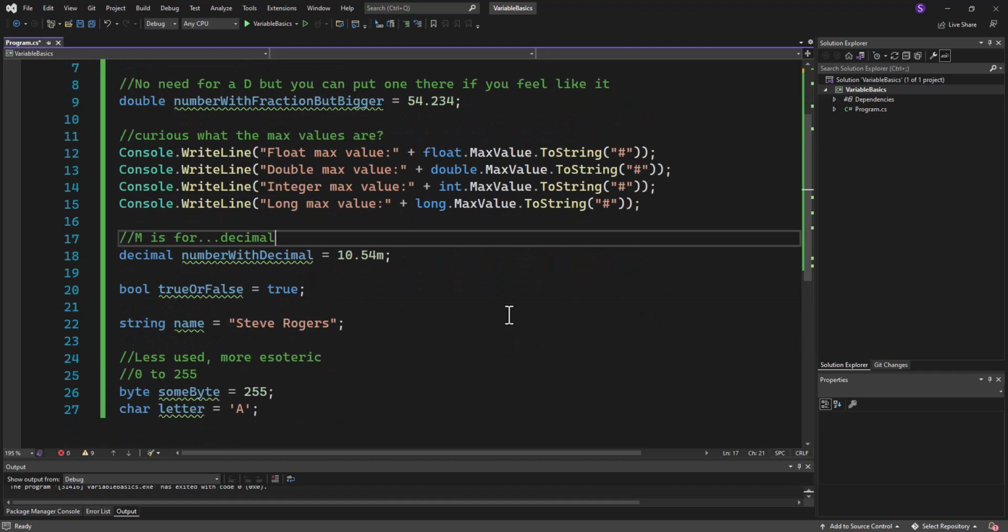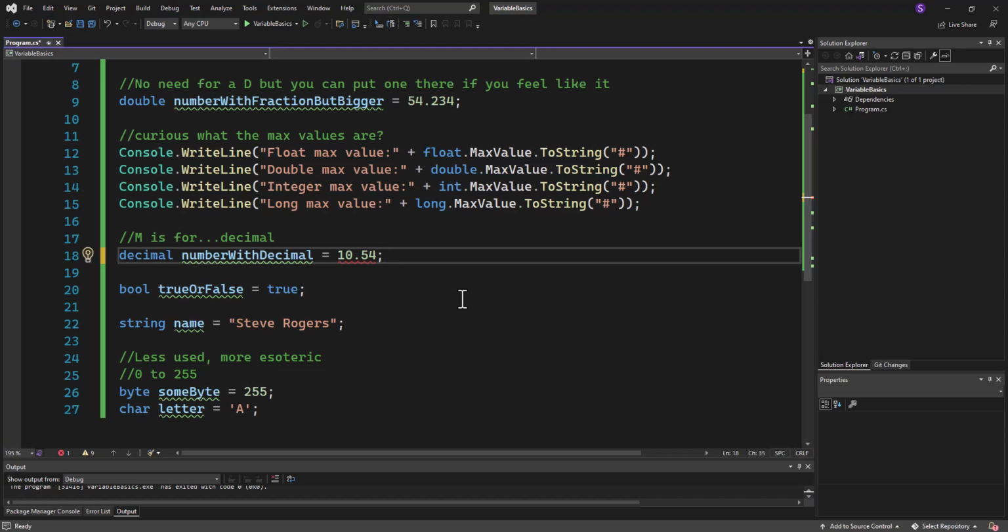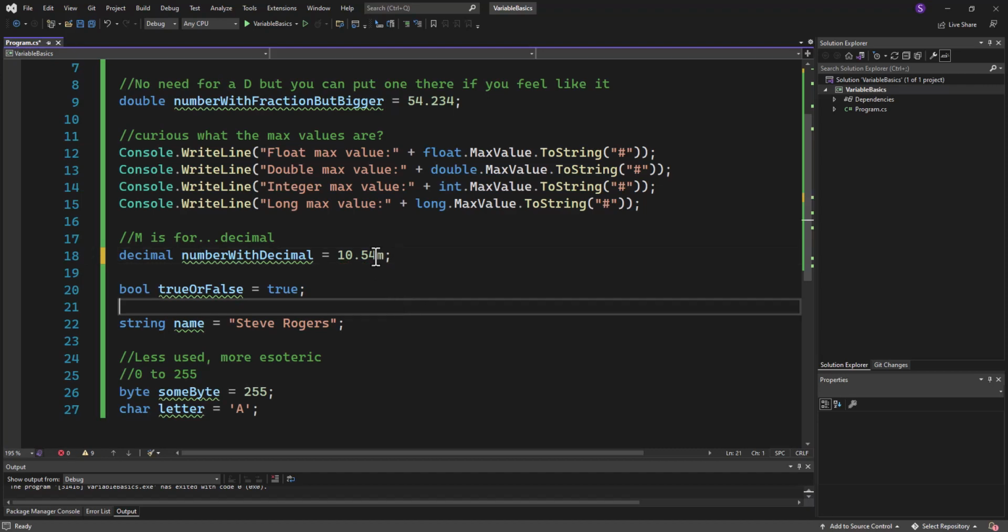Other types of data that we can encounter, for example, decimals. Decimals are great for when you're working with money, like with transactions or anything financial. We indicate a number as a decimal with M, because M is for decimal. D was already taken, so they just went with M. So again, if I don't put M on here, it's going to give me a compilation error, the red squigglies. So I have to put M to signify to the compiler, hey, this is a decimal.